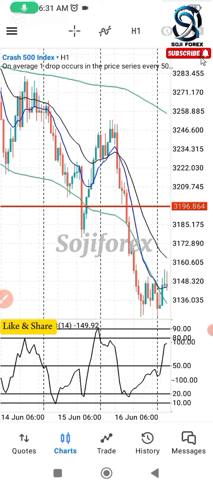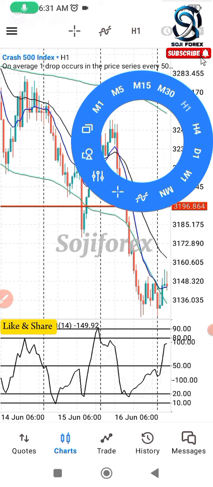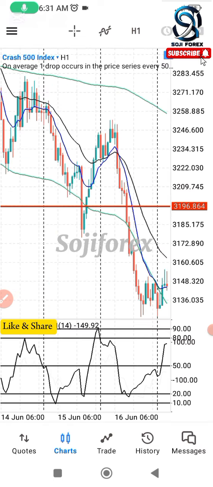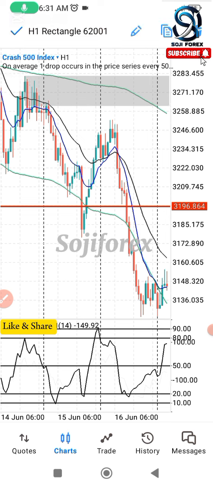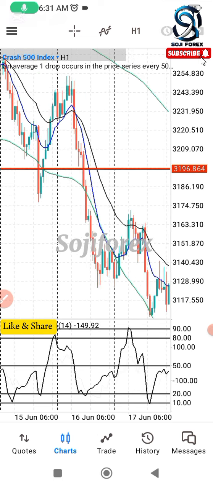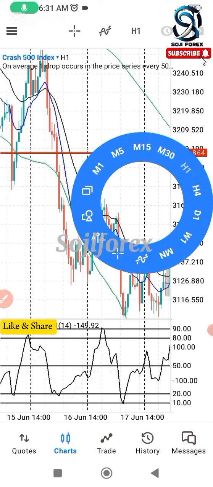Now, this strategy does not invalidate the fact that you need to mark your points of interest. You still need to mark your order blocks, your support and resistance, fair value gap, as the case may be. Of course, not every price will reach the middle Bollinger Band. But if you are a beginner trader or you want more accuracy, you can focus basically on this.